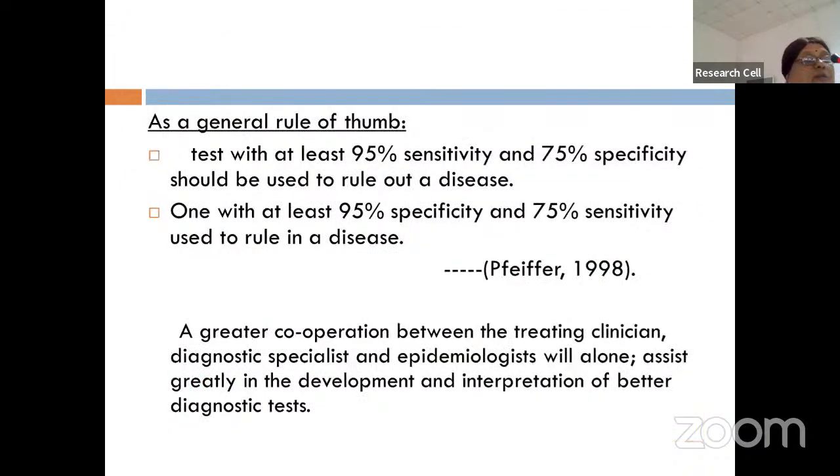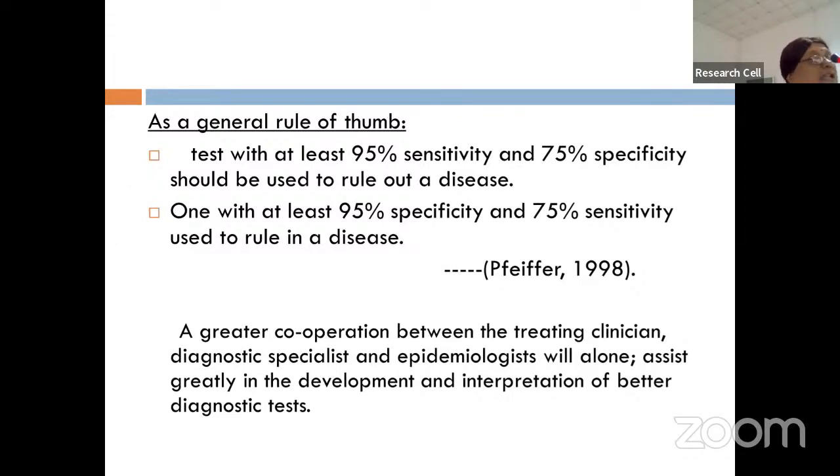As a general rule of thumb, a test with at least 95% sensitivity and 75% specificity should be used to rule out a disease. While if you want to rule in a disease, then use 95% specificity and 75% sensitivity. A highly specific test is recommended if you want to rule in a disease.